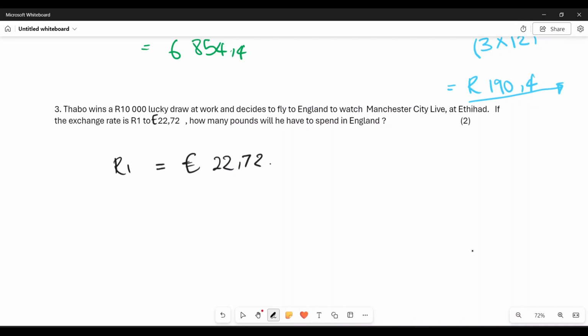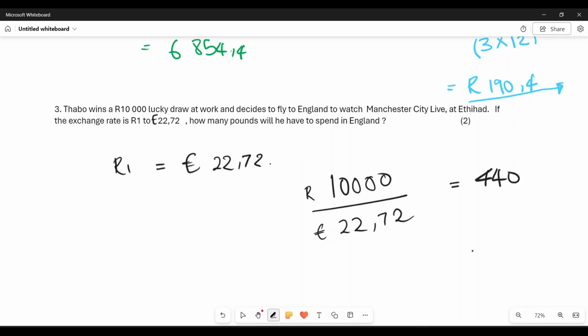How would I go about doing that? Basically, I would take my 10,000 and divide it by 22.72. This would convert my 10,000 rand into pounds, telling me how many pounds he would have if he has 10,000 rand. So 10,000 divided by 22.72 gives 440.14 pounds, rounding off to 2 decimal places. This is how much I would need to spend, equivalent to the 10,000.